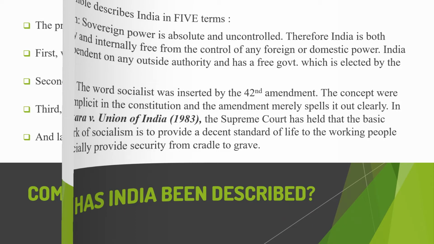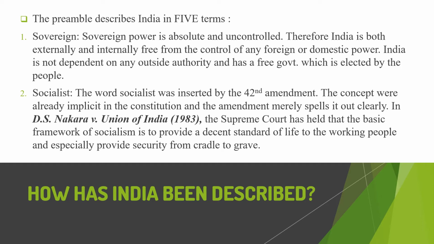Moving on, the preamble describes India in 5 terms. First, sovereign. The term means that India has its own independent authority and it is not a dominion of any other external power. It has a free government which is directly elected by the people of India and makes laws that govern the citizens. Therefore, India is both externally and internally free from the control of any foreign or domestic power. India is not dependent on any outside authority and has a free government which is elected by the people.